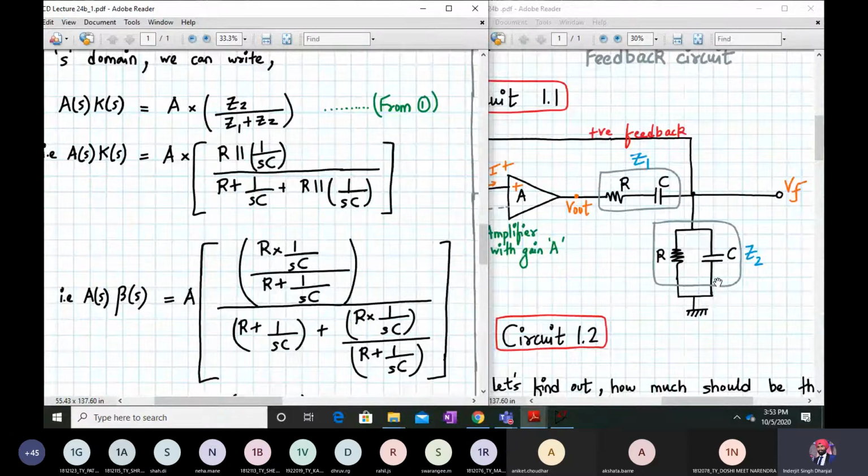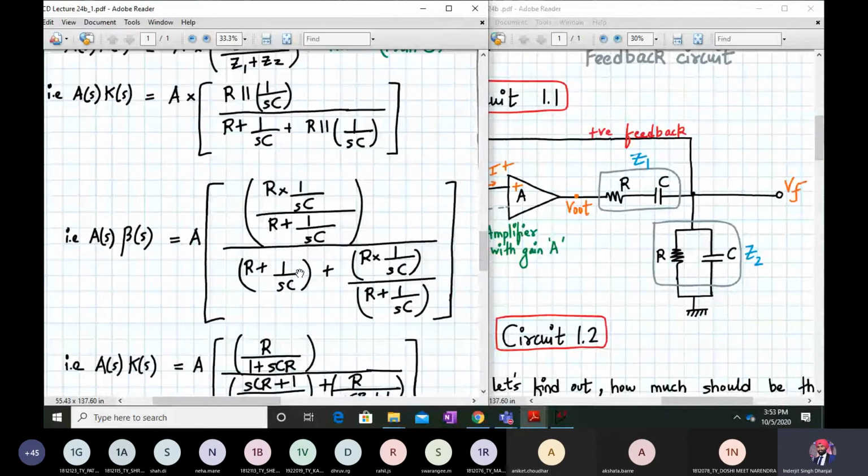Everyone clear about this? Yes, sir, in S domain. Okay, so Z1 is given by R plus 1 upon SC. And again, Z2 will be R parallel to 1 upon SC.